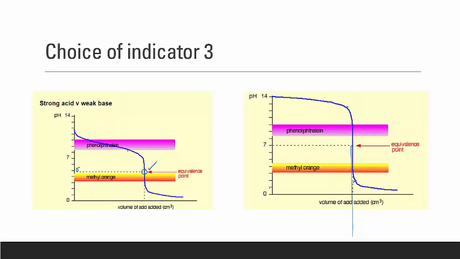Now a lot of the time we're going to choose phenolphthalein for titrations that involve a strong acid with a strong base, because the colour change is so easy to distinguish. We're going from clear to pink, which is a very easy colour change to identify, whereas some of the other indicators, the colour change is less obvious.